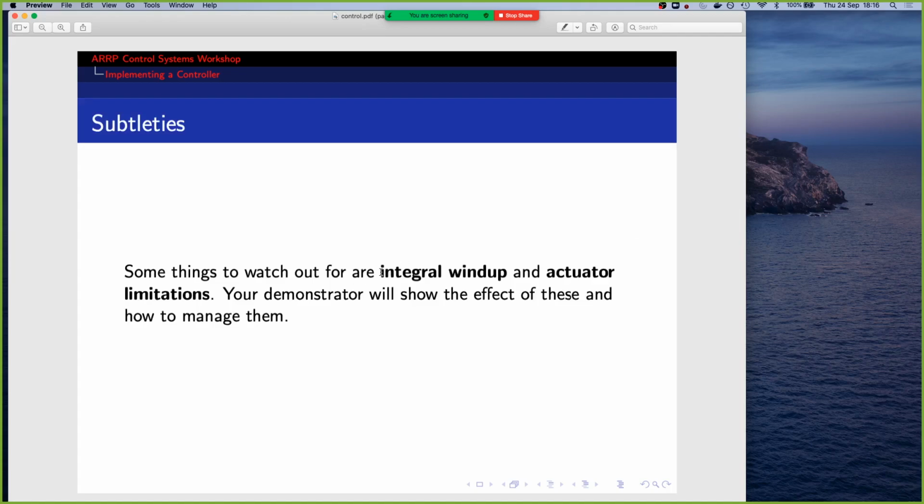Things we'll talk about when we get into the hardware are integral windup and actuator limitations. We'll talk about those and see how they look.